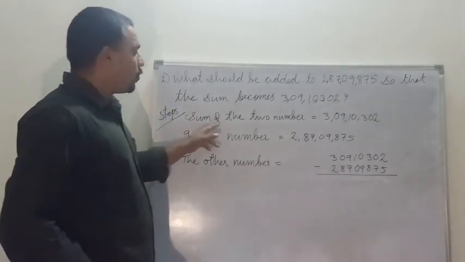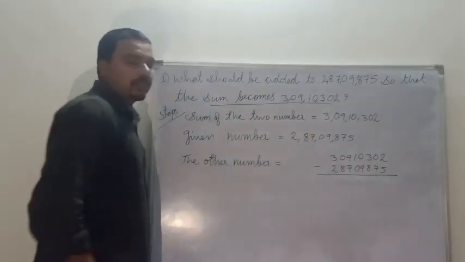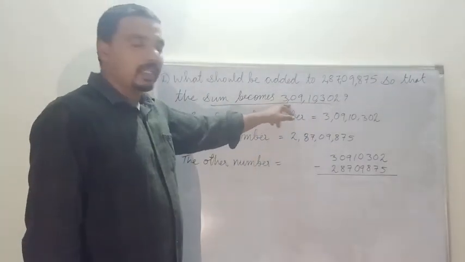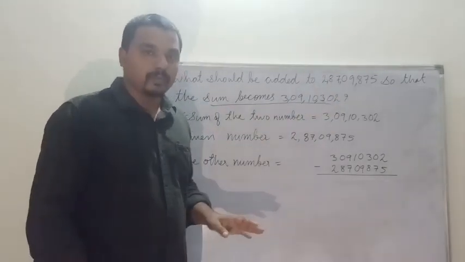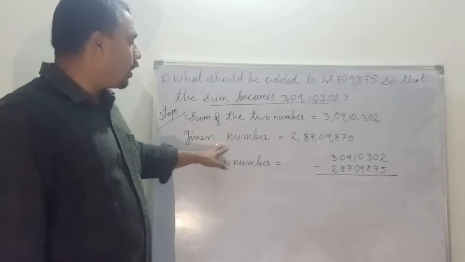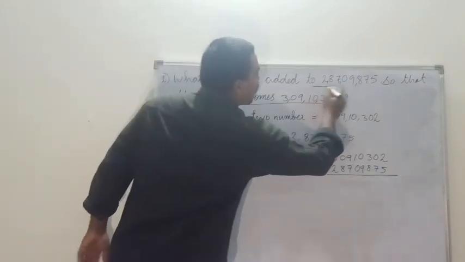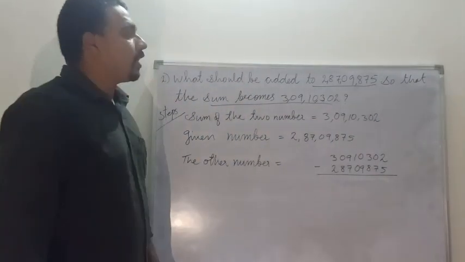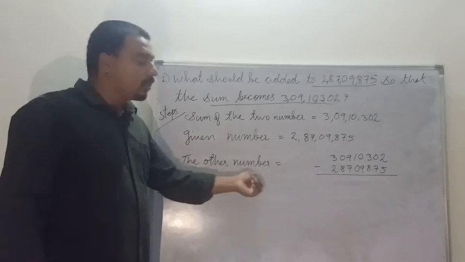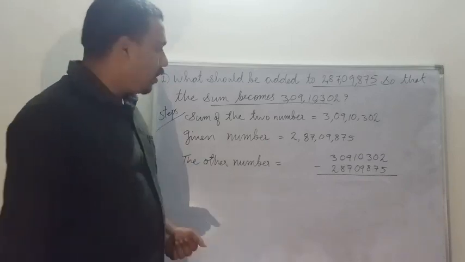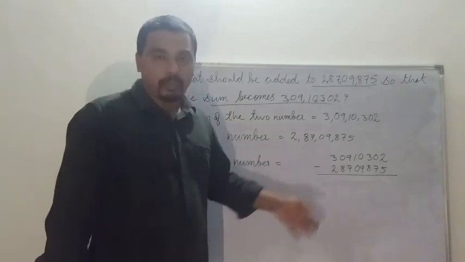These are the steps. Sum of the two numbers: 3 crore 9 lakh 10,302. Is it or not? So we have got one number here. We have the given number. Which one is the given number? 2 crore 87 lakh 9,875. So we need to find out the other number. Okay. To get the other number, we need to subtract.